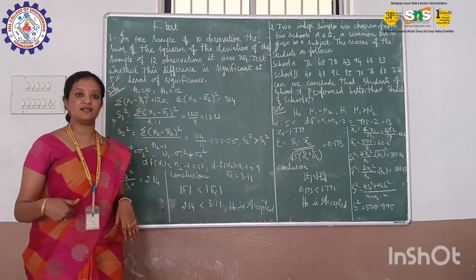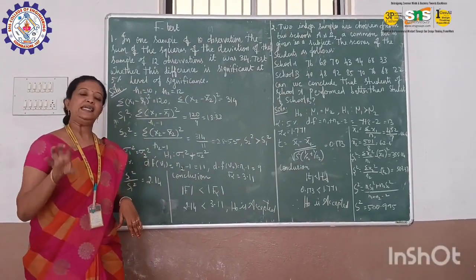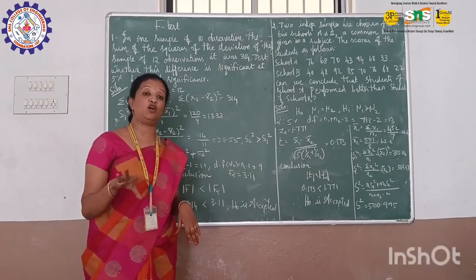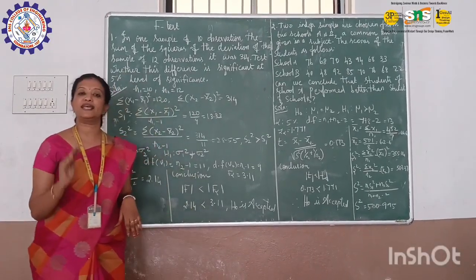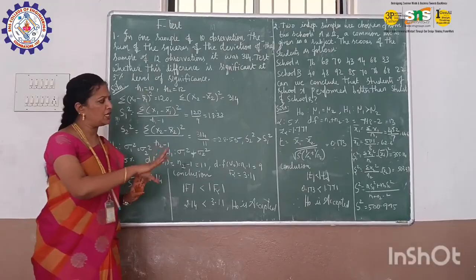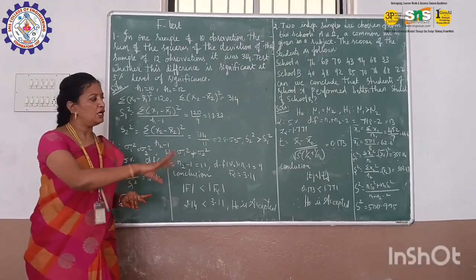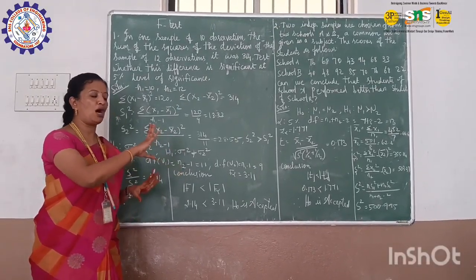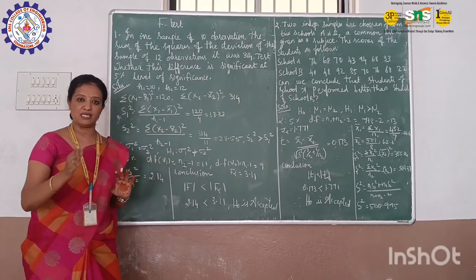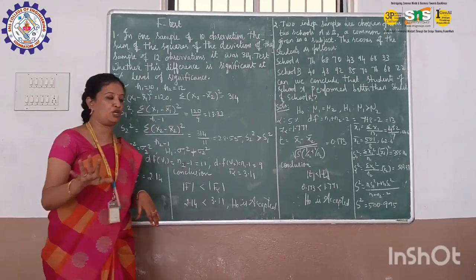Moving on to the next test, it is your F test. T test, if you see, it is testing of mean. F test is testing of variance. So here, more or less, it is going to be similar. We know the variance formula. So until variance, it is going to be the same. Only the test statistic is going to change.